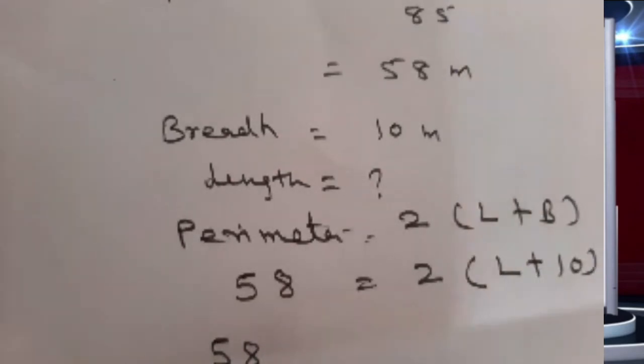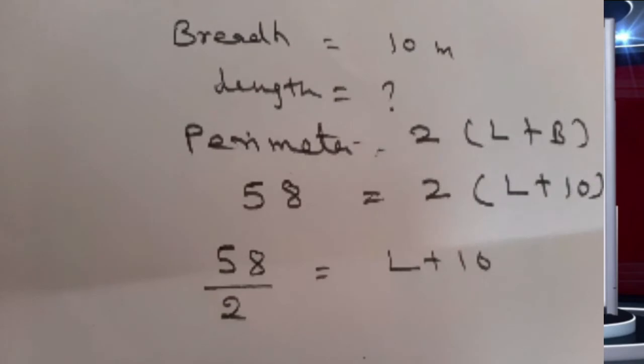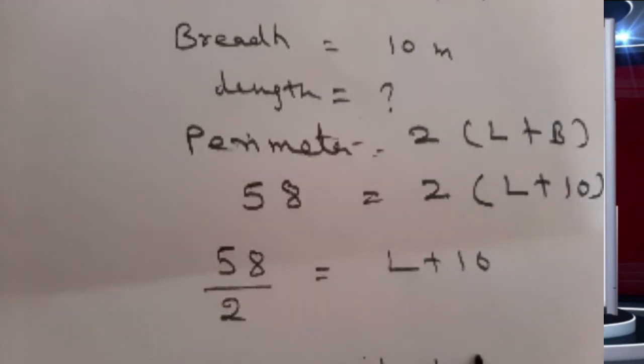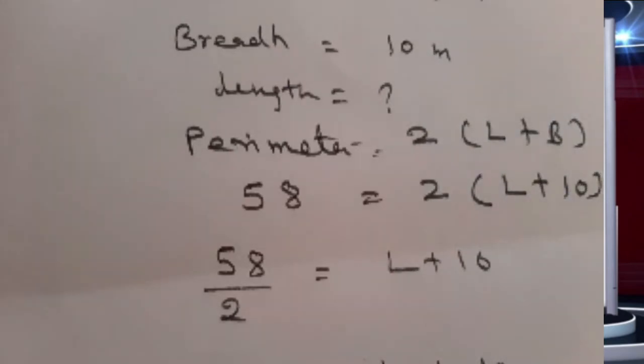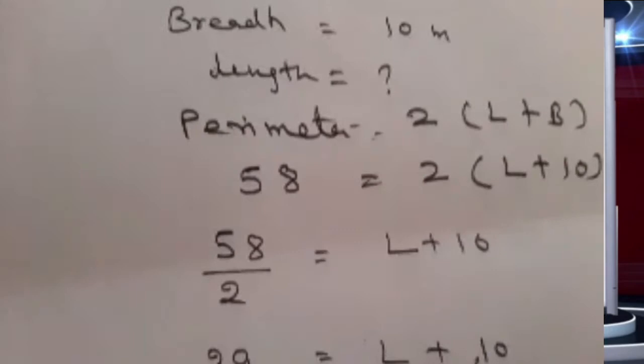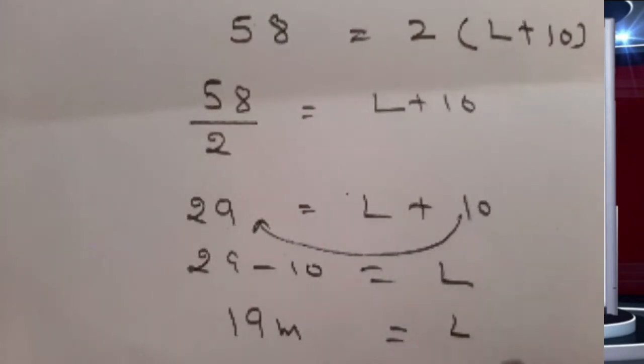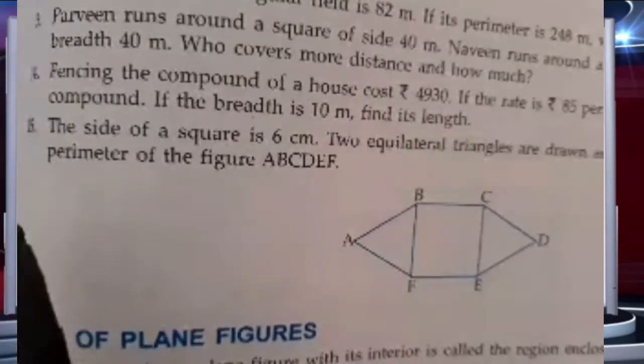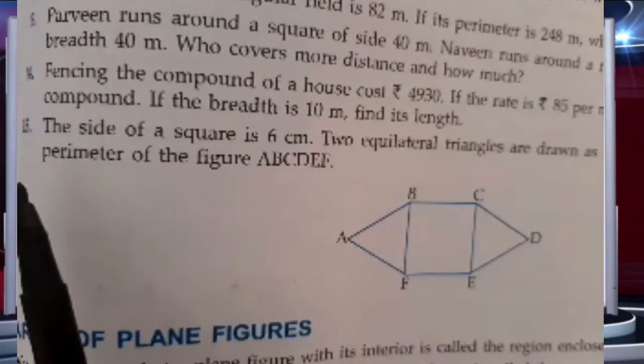First of all I will shift this 2. Here it is having the multiply sign, so when it comes to the LHS, it will become divide. So 58 divided by 2 is 29. Now I'll bring this 10 here. Here it is having plus sign, so when it shifts, it will become minus. So L is equal to 19. So my perimeter is 58 and length is 19 meters.